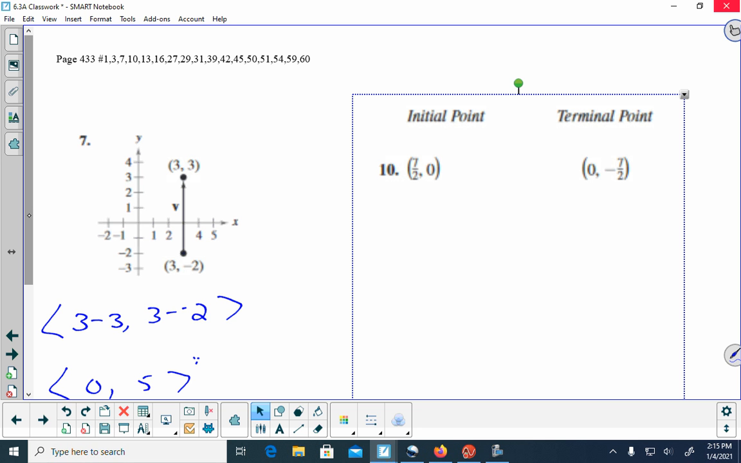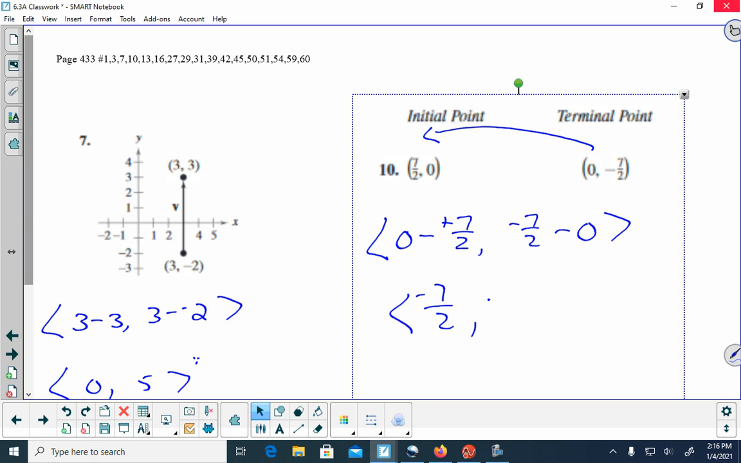Next one, it tells me the terminal point is (0, -7/2). The initial point is (7/2, 0). So to find the component form, I take the terminal minus the initial. So this will be 0 minus 7/2, and then the y will be -7/2 minus 0. So this ends up being -7/2 and -7/2. So that is the component form.